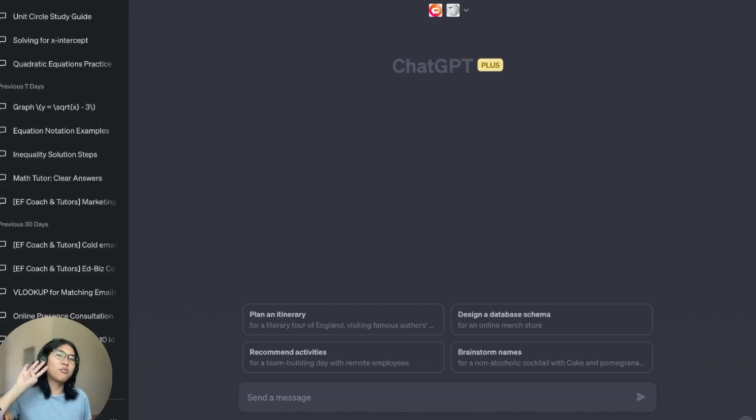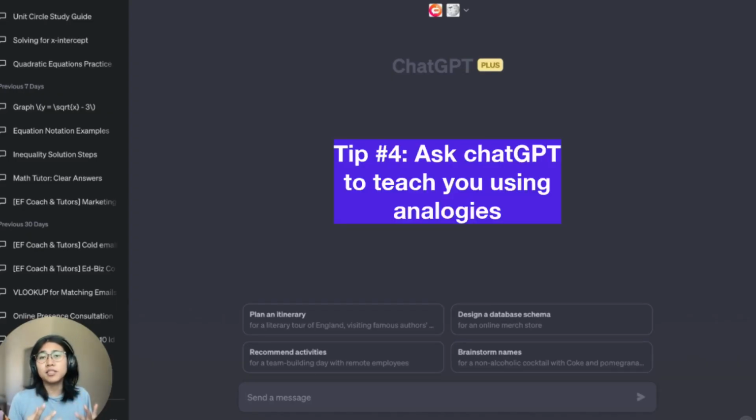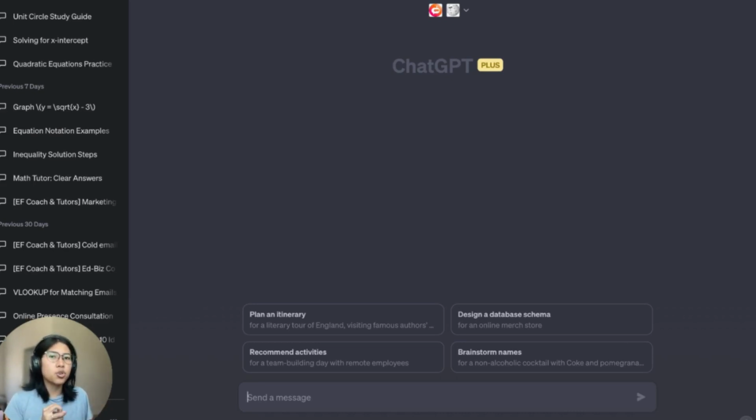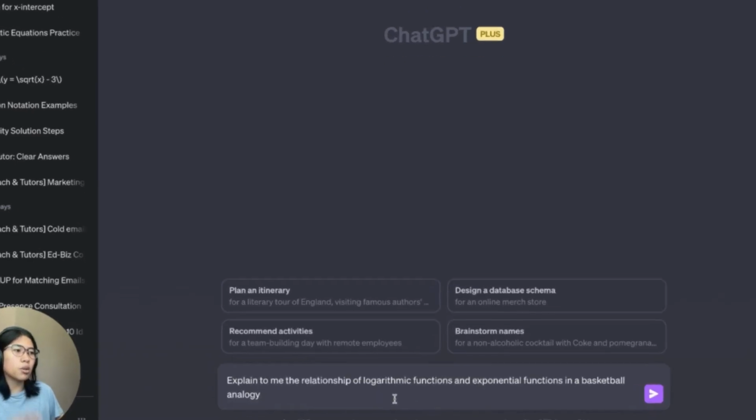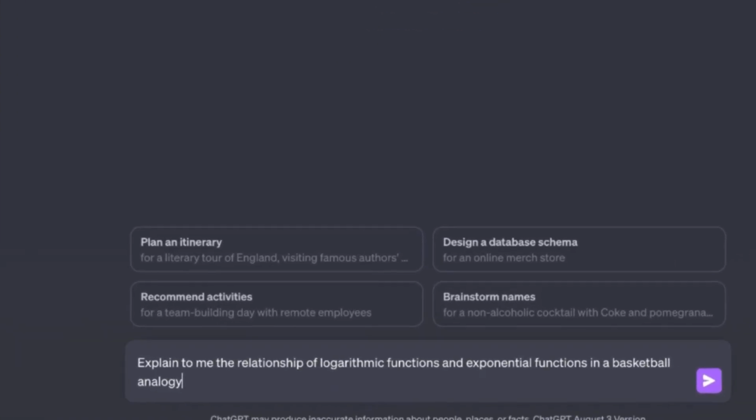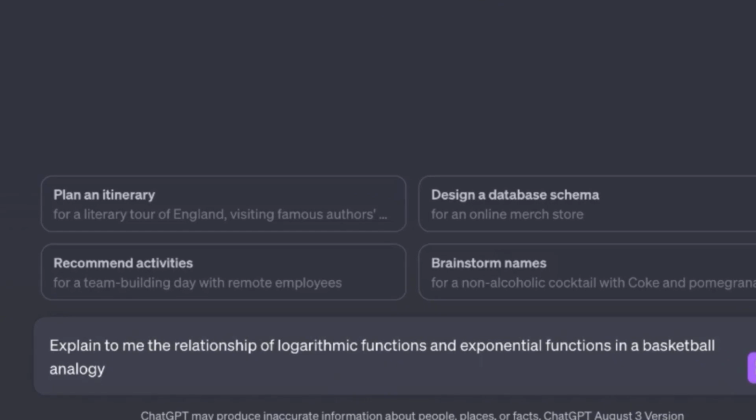Awesome, so tip number 4 is using ChatGPT to teach you concepts using analogies. Studies have shown us that when we can connect prior knowledge to new knowledge, that new concept tends to stick longer in our memory. So the prompt I'm going to give here is to explain to me the relationship of log functions and exponential functions in a basketball analogy.